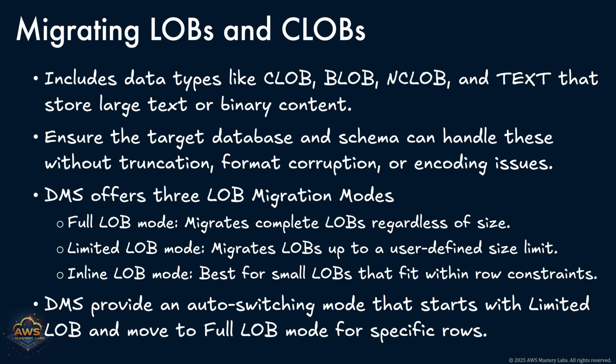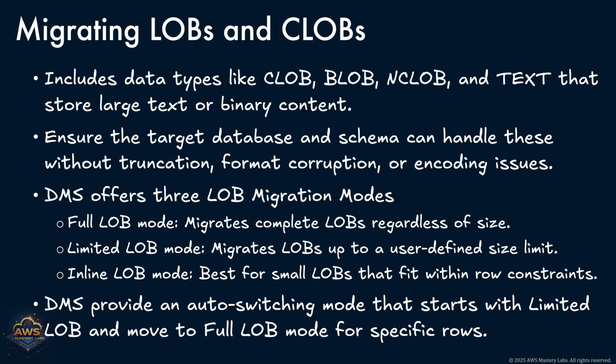To improve speed, there's limited LOB mode, which allows you to define a LOB size limit. LOBs below this threshold are migrated, while anything larger may be truncated. This offers better performance but introduces the risk of partial data, which can be acceptable for certain use cases, like logs or descriptions. The third option is inline LOB mode, ideal for small LOBs that can be treated like standard column values. It's the fastest method, but not suitable for large or variable-sized data.